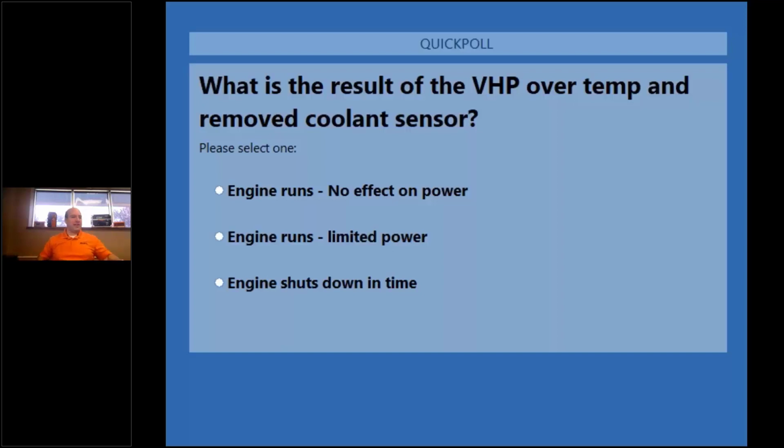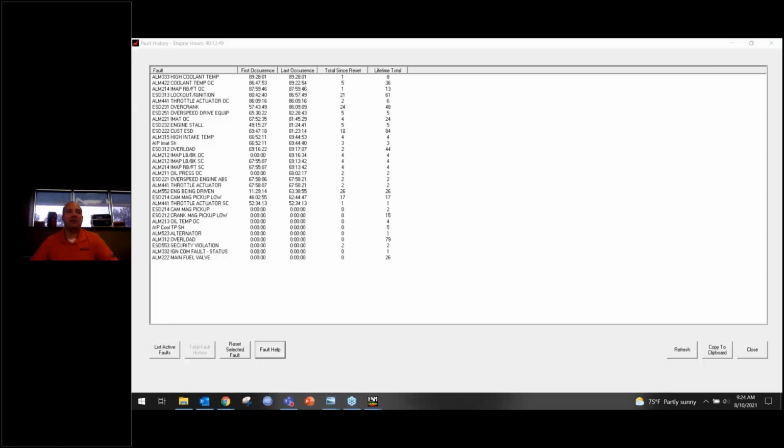Give everybody just a few more seconds to jump in here. Looks like everybody's pretty active so far this morning. Appreciate that. All right, looks like most folks have had a chance to jump in here and vote, so I'm just going to go ahead and get that one closed.